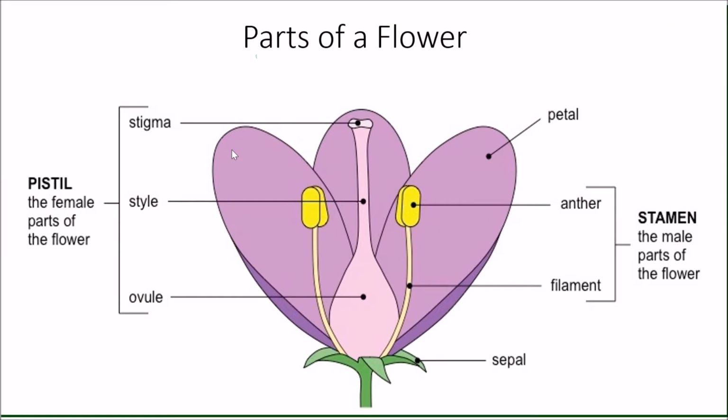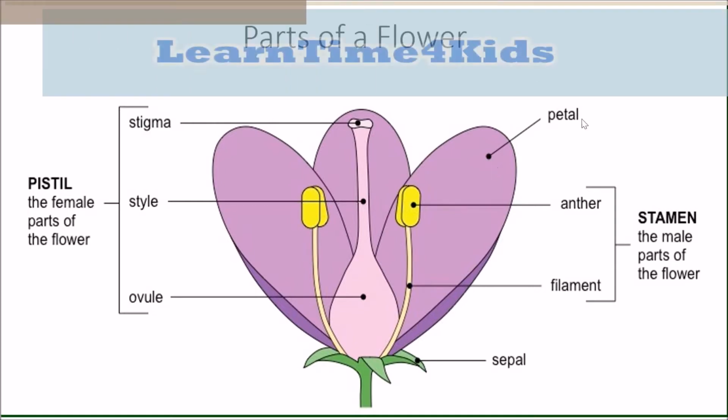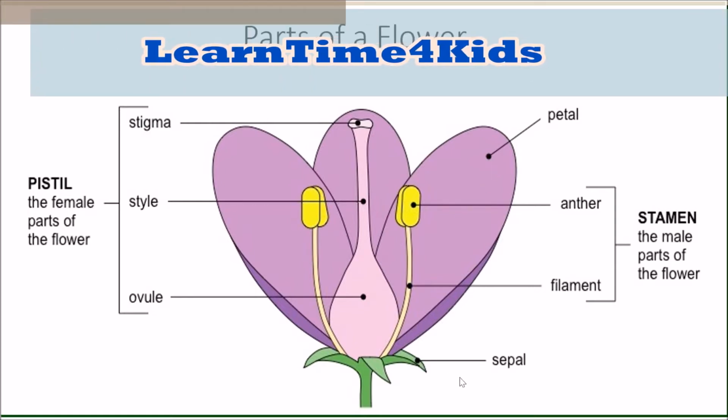So firstly, parts of a flower. The male part of the flower is called the stamen. The two parts of the stamen are the anther, which produces the pollen grains, and the filament. The female part of the flower is the pistil or carpel. The three parts of the pistil are stigma, style, and ovules. The other two parts are petals and sepals.